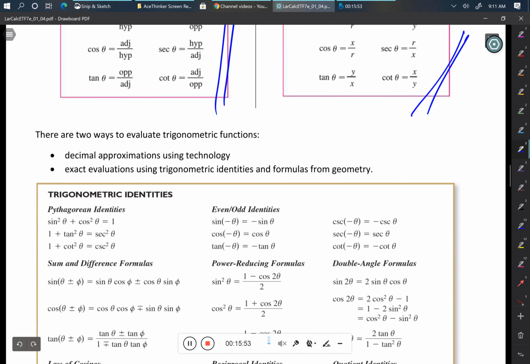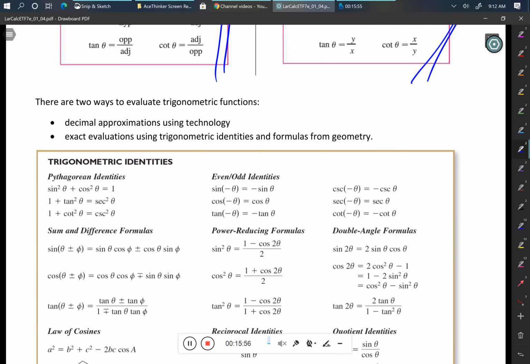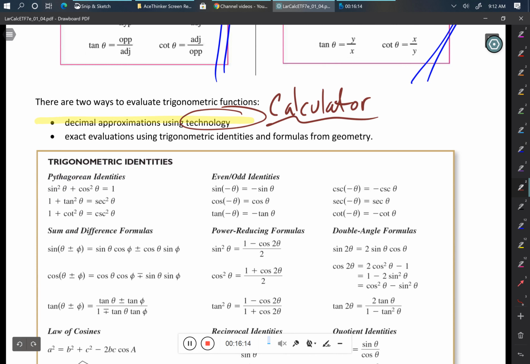All right, when it comes to evaluating trigonometric functions, there are a couple different ways, basically 2 broad categories. One is to use some sort of decimal approximation in technology. Now, I use the term technology. For most of you, that means your calculator, but as you progress in your mathematical career, the calculator is going to transform into a computer at some point, maybe a computer algebra system, a CAS system like Mathematica or Maple or MATLAB that you might end up using at some point.